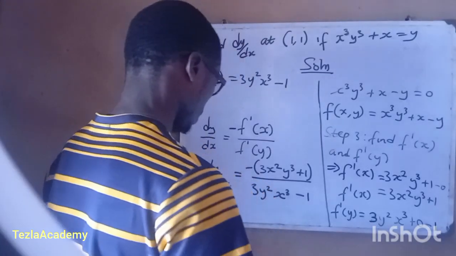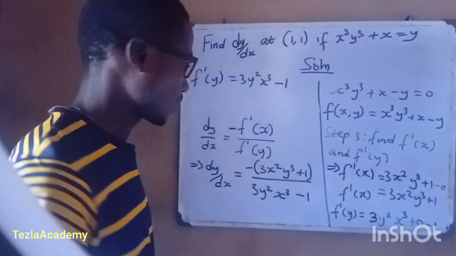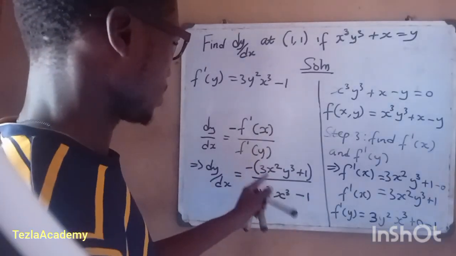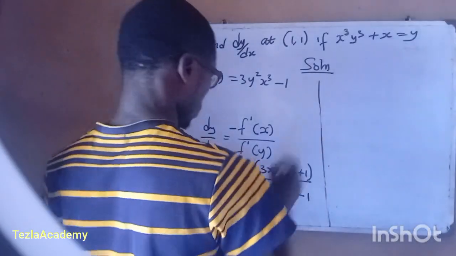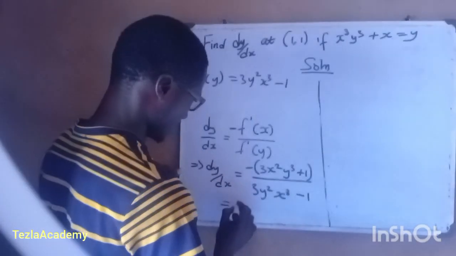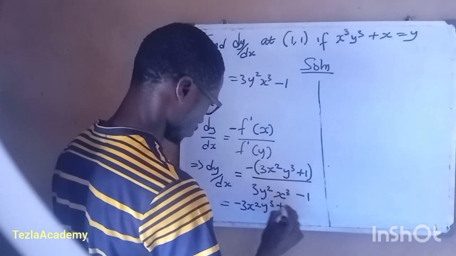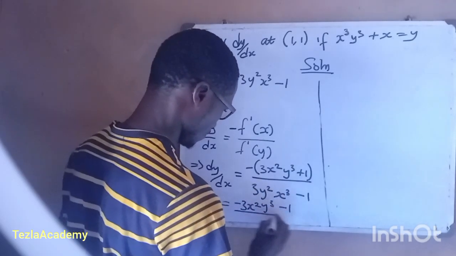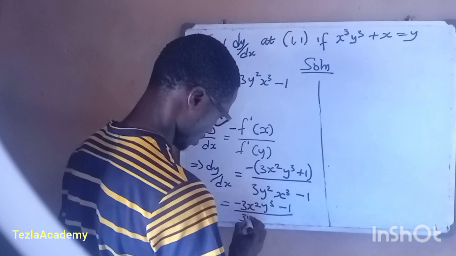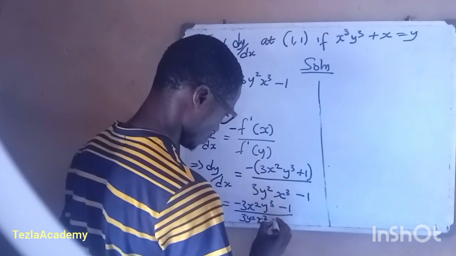And then if you open the brackets, you can leave it this way, it's still okay. Or you can try to open the brackets, minus this and minus this. That's the same thing. This is equal to minus 3s squared y cubed minus 1, all over 3y squared s cubed minus 1.